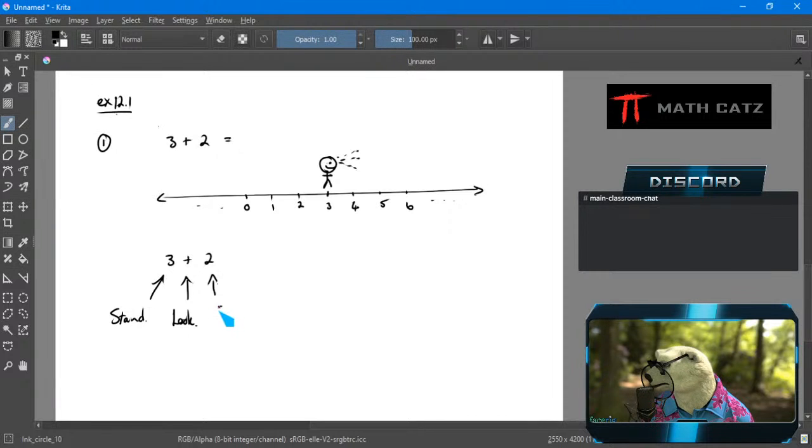Then I want to step in the direction according to the second number, and that number says take 2 steps forward. So I'm going to get to my end destination and say the answer is 5.